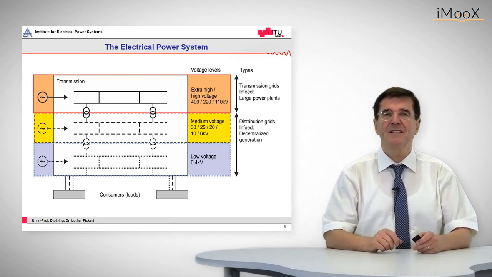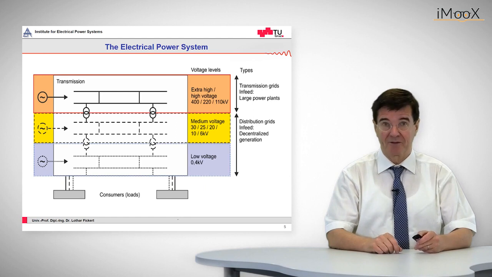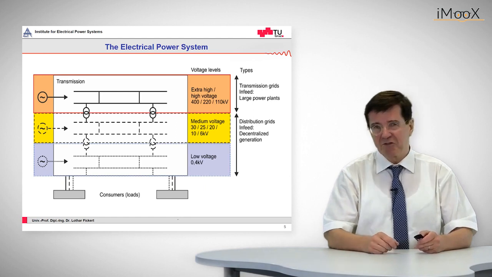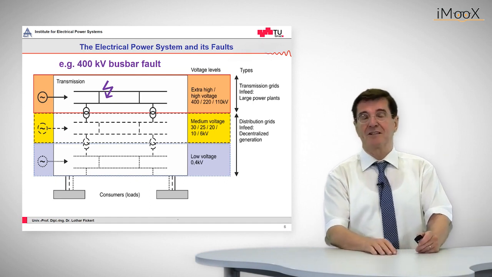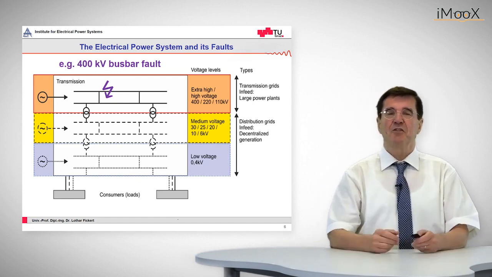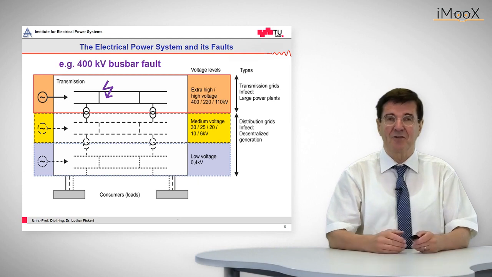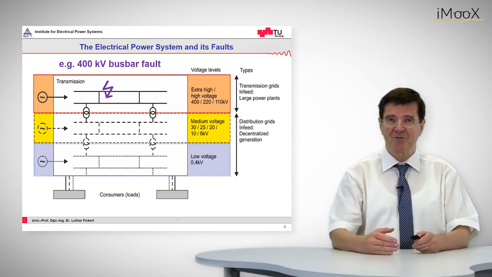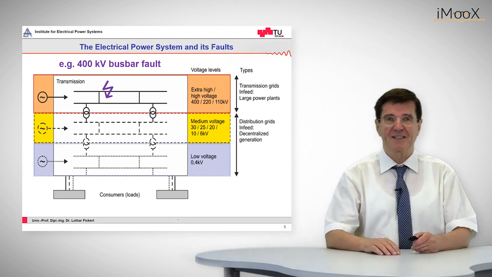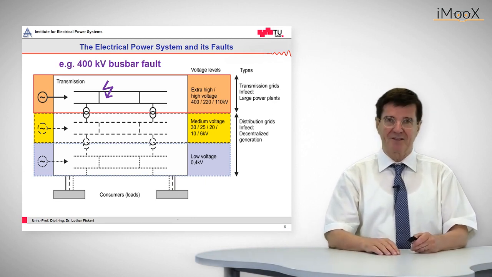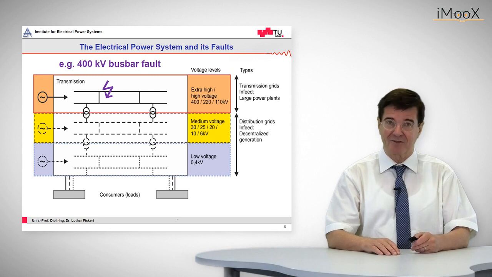And in all these levels, faults may occur. So let's start with, from my point of view, the most severe one. That is the 400 kV busbar fault. Such a fault causes not only a busbar to be tripped, but all the infeeding and outgoing transmission lines, and they afflict vast areas which are supplied with electricity.